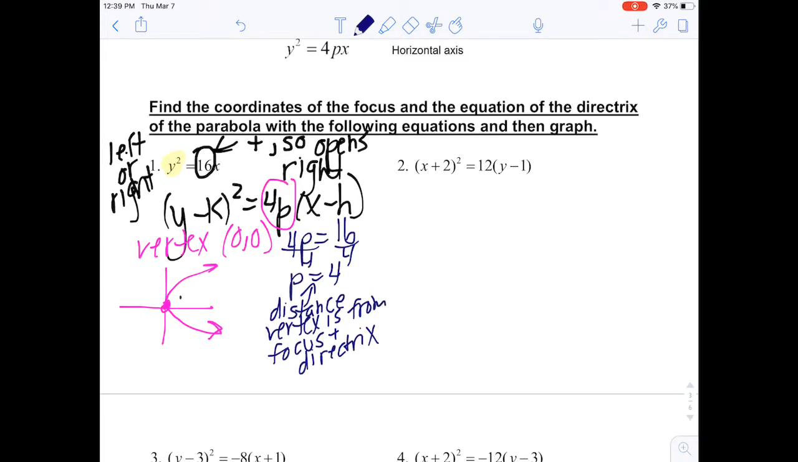So I'm going to go 1, 2, 3, 4. Your focus is going to lie inside that parabola. I'm going to go 1, 2, 3, 4. There's my directrix. Okay, so we got our vertex. The focus is right here, and that's going to be at your point 4, 0. Directrix, that's that vertical line right there, x equals -4.